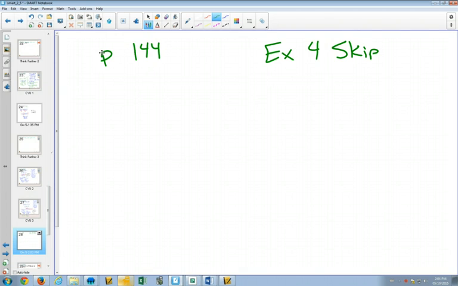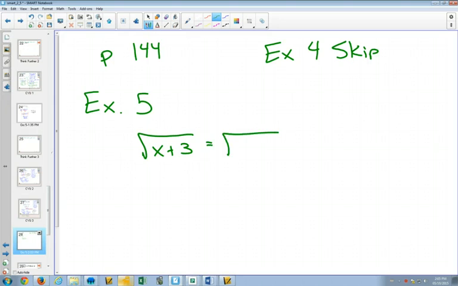Turn to page 144, and in the column at the top, you can write down example 5, and we're going to make up our own example of where there are two square roots. Square root of x plus 3 equals the square root of x minus 5 plus 2.